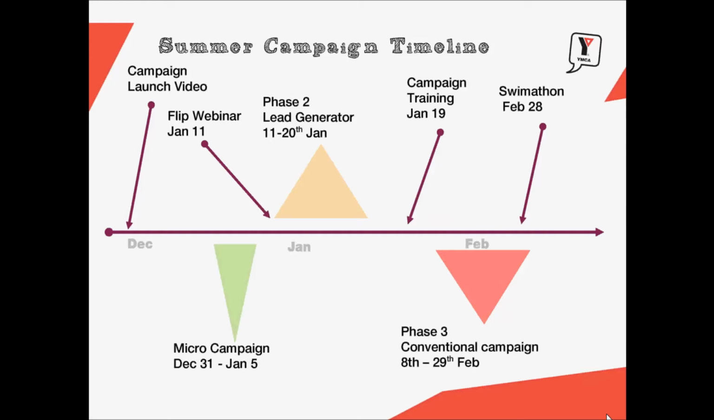There's a couple of training dates you'll see in there. We're doing a new thing, which is a flip webinar on January 11th. This will be an online training session that Liam runs on February 11th, and I'll talk about that more in a moment. And then we've got our campaign training session on January 19th.